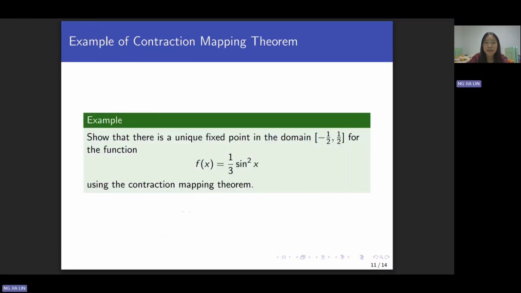And now let us look at a simple example of the application of the contraction mapping theorem. Here, we want to show that there is a unique fixed point in the domain from -1/2 to 1/2 for the function f(x) equals 1/3 sine square x. And we'll show this using the contraction mapping theorem.